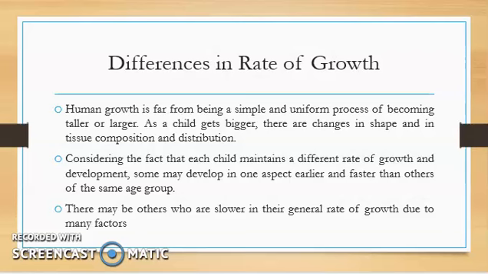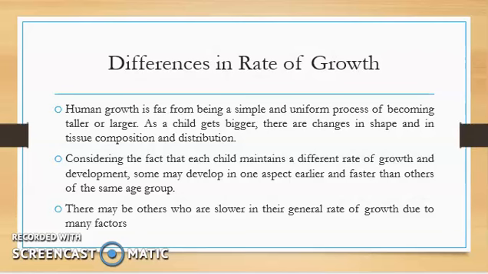Human growth is far from being a simple and uniform process of becoming taller or larger. As a child gets bigger, there are changes in shape and in tissue composition and distribution, and considering the fact that each child maintains a different rate of growth and development, some may develop in one aspect earlier and faster than others of the same age group. So this is an individual difference. Maybe one child is developing more in one direction and the second child is developing more in another direction. So it all depends on your individual differences.